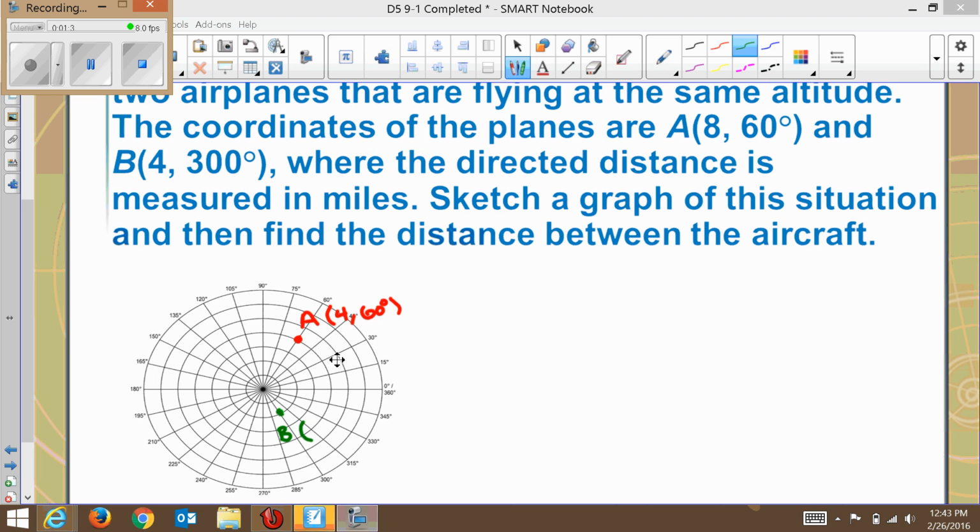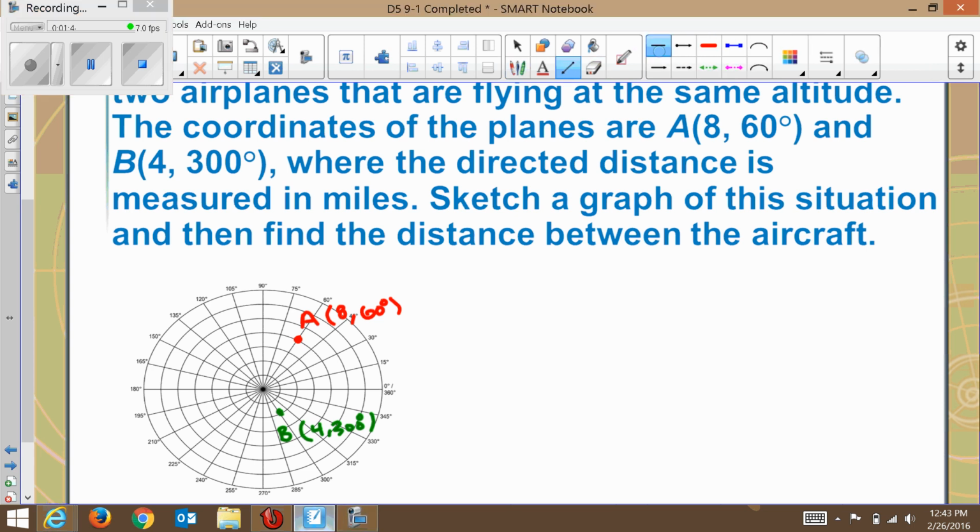This is at, I said 4 there. I need to change that. And change this one back to (4, 300°). So let me change the red. Now I have my points correctly. I want to know what this distance is from here to there. That's what I'm searching for.